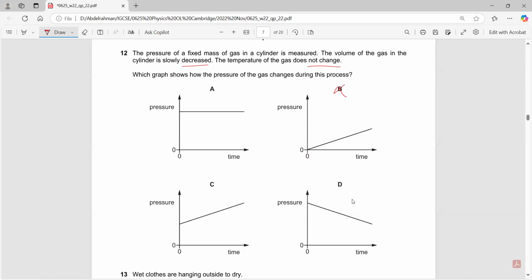No, it shouldn't be B. Why? Because the pressure initially wasn't zero. The pressure was, let's say, the atmospheric pressure, 100,000 pascals. As you decrease the volume, the pressure increases above 100,000 pascals, not above zero.